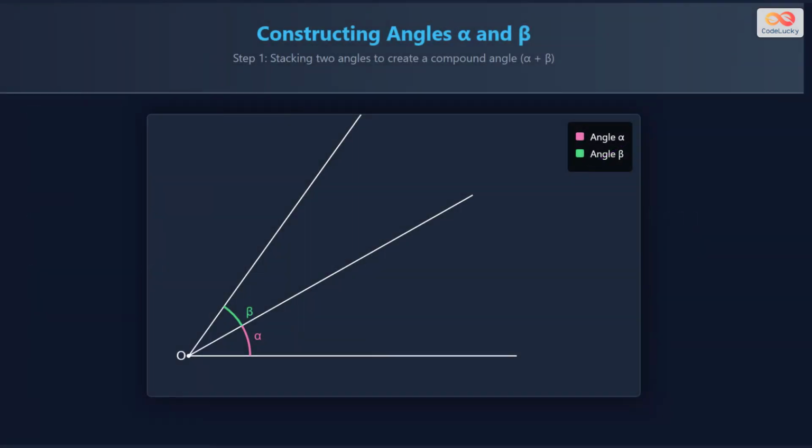Let's start by constructing our angles. We place an angle alpha in standard position. Then, we stack a second angle, beta, directly on top of it. This creates a large combined angle of alpha plus beta. Our goal is to find the sine and cosine of this total combined angle.